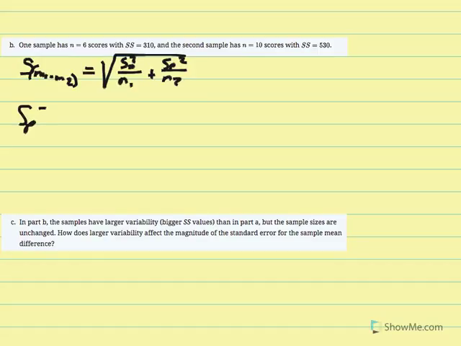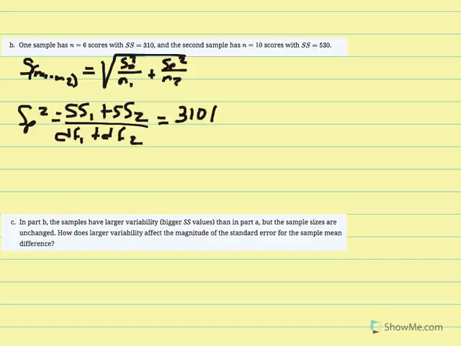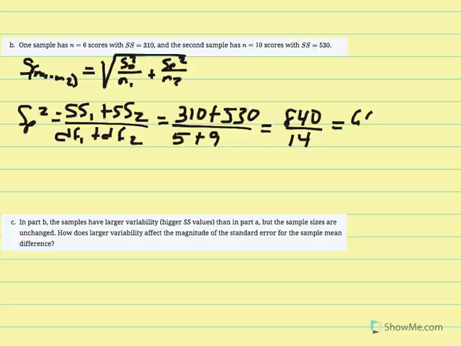Our pooled variance is equal to SS1 plus SS2 over degrees of freedom 1 plus degrees of freedom 2. We'll replace our variables. SS1 is equal to 310, that was a given. SS2, 530. Degrees of freedom 1, so n minus 1, 6 minus 1 gives us 5. Second sample size, 10, 10 minus 1 is equal to 9. So in our calculators, we would enter 310 plus 530 and get 840. 840 divided by 14, and we get the pooled variance equal to 60.